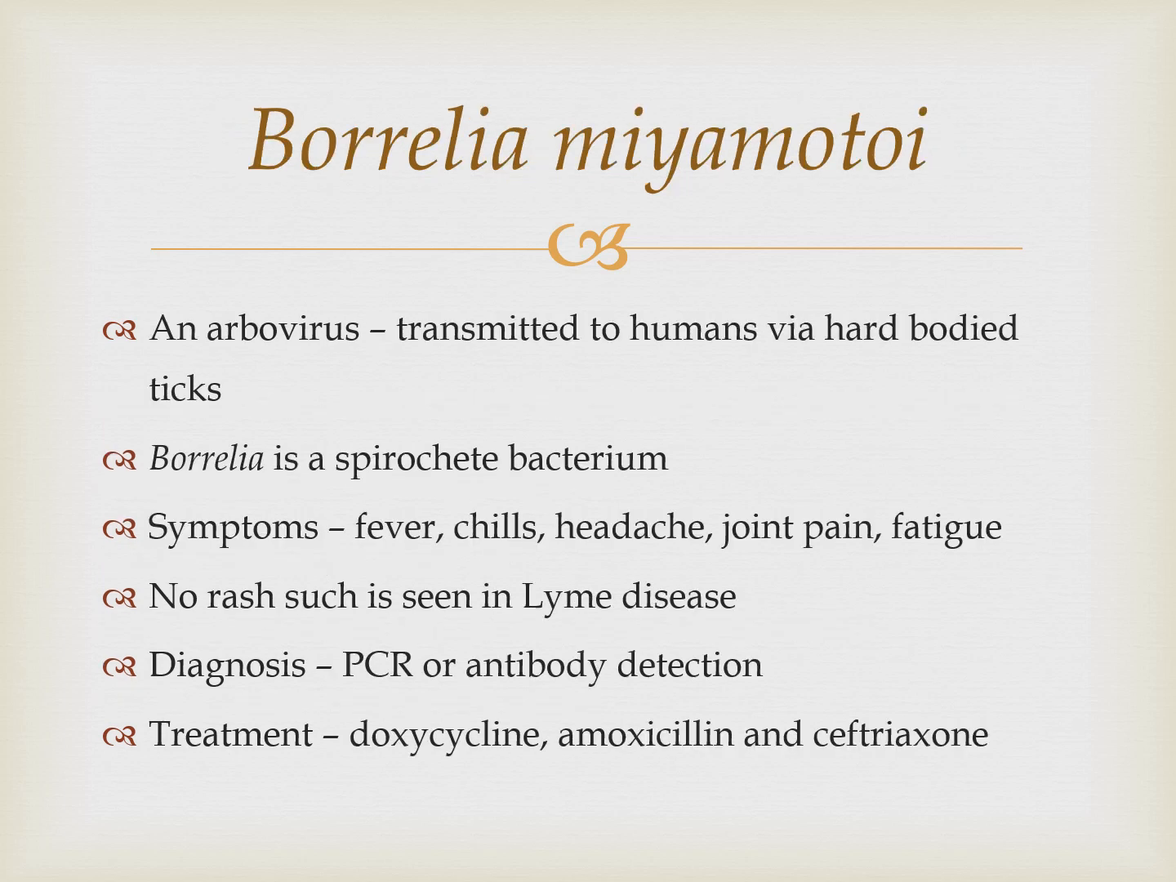Borrelia miyamotoi is an arbovirus transmitted to humans via the hard-bodied ticks. The infected organism is transmitted by an insect, and that's why it's called an arbovirus. It is a spiral-shaped bacteria that is closely related to one that causes tick-borne relapsing fever. Borrelia is a spirochete, and the symptoms of this disease would be things like fever, chills, headache, joint pain, and fatigue, very similar to a lot of other arboviruses.